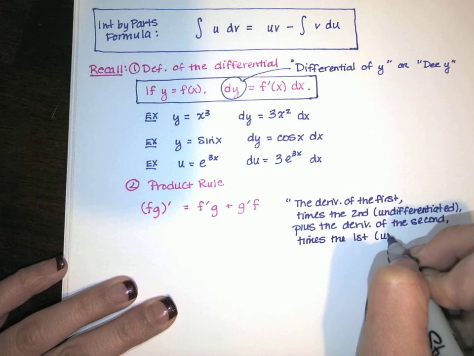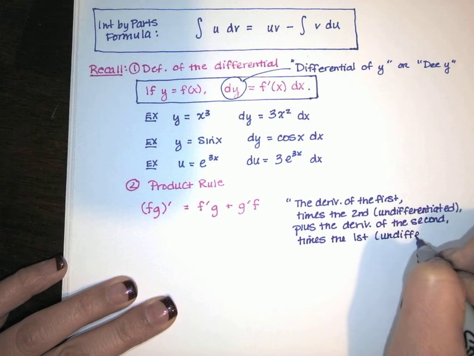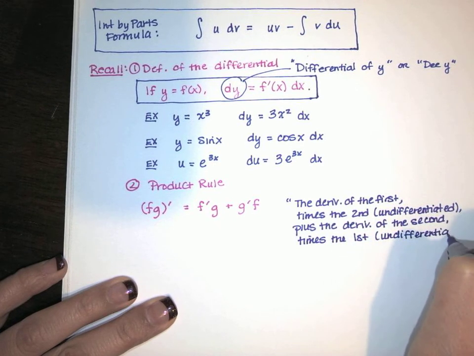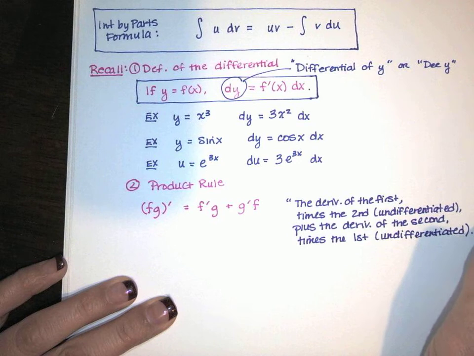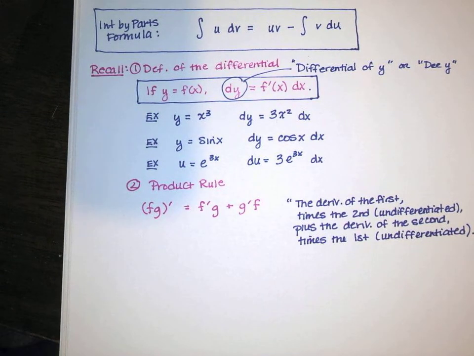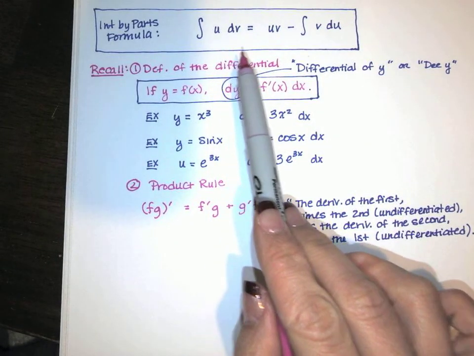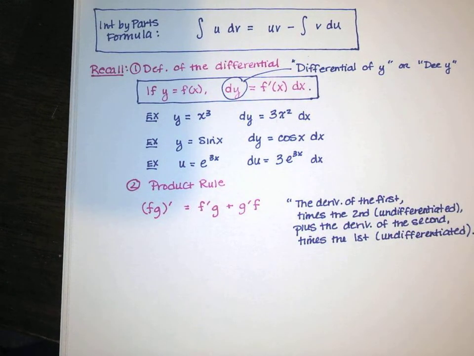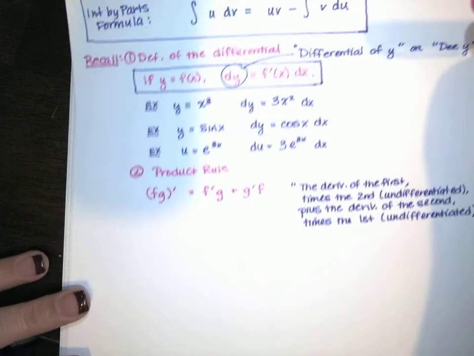And that's also undifferentiated. So this is one way of writing it. We could also use Leibniz notation. Because of the form of integration by parts, instead of using f and g, I'm going to use functions u and v.